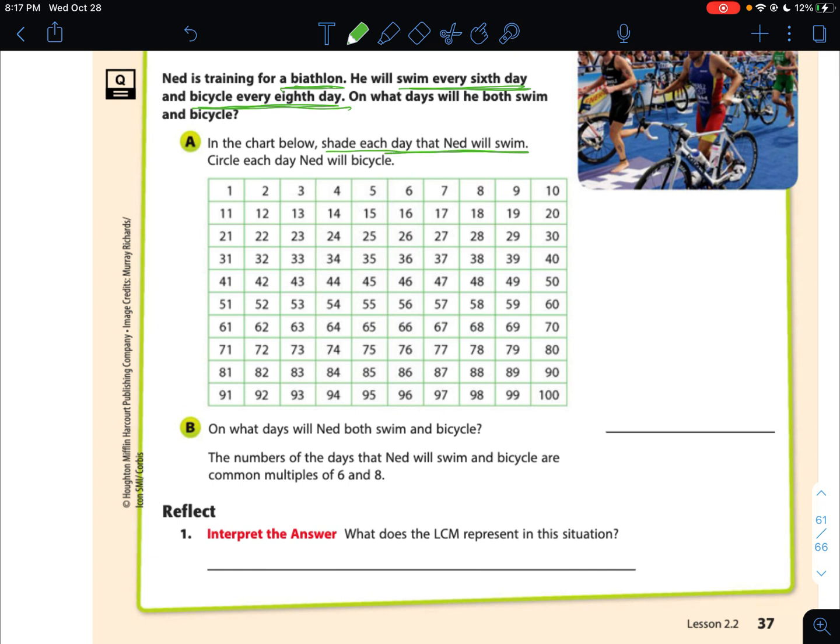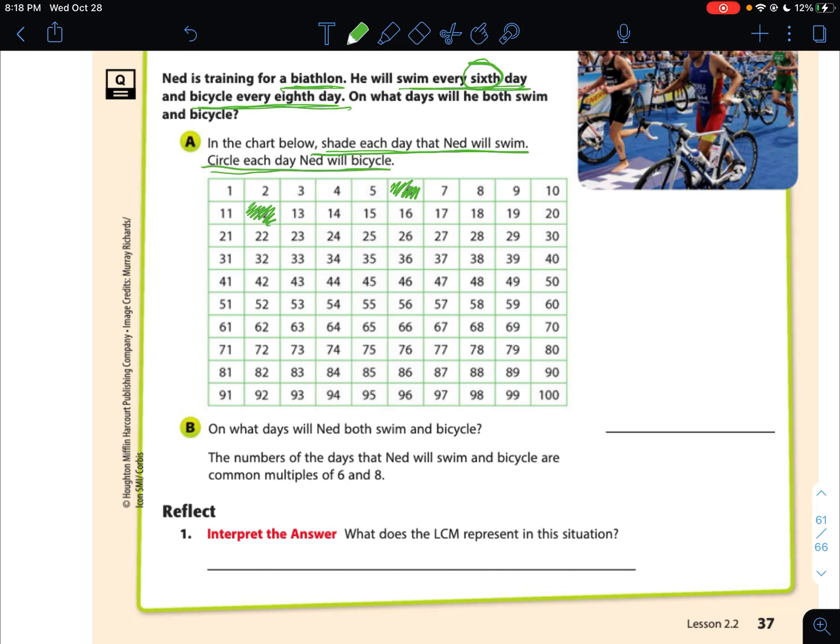You're going to shade all of the days that Ned swims. We know he swims every 6th day. The first day he's going to swim is day 6, so you're going to shade it. If he swims on the 6th day, you're going to count 6 more days and he'll swim again on that day, which will be the 12th. So you're going to go and shade all the days he's going to swim.